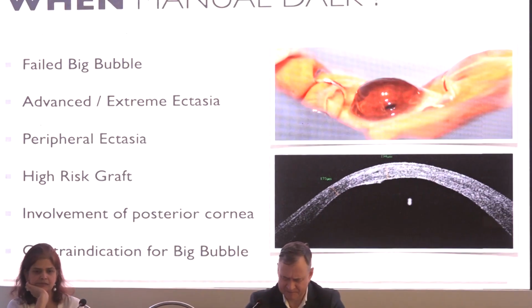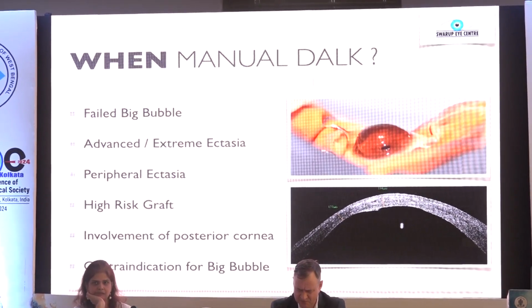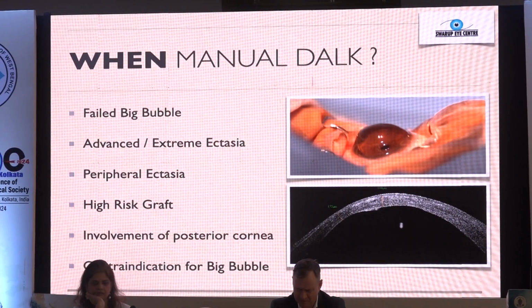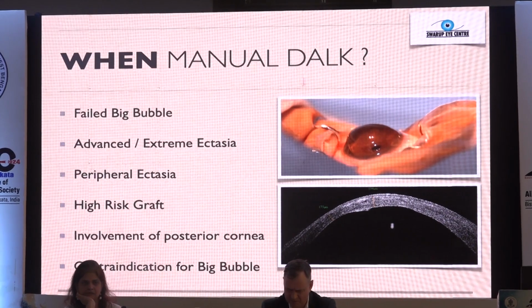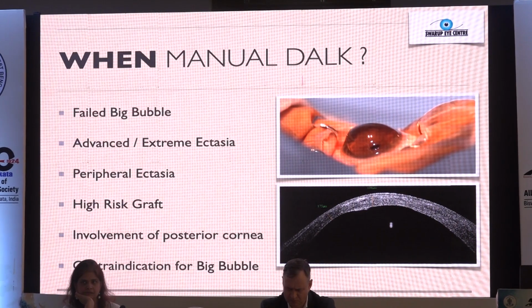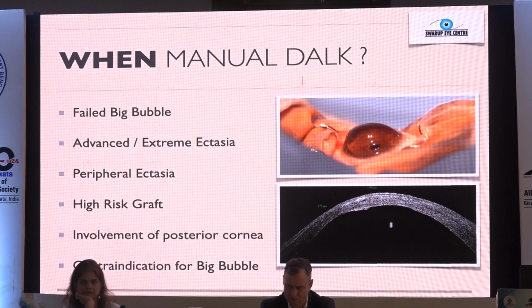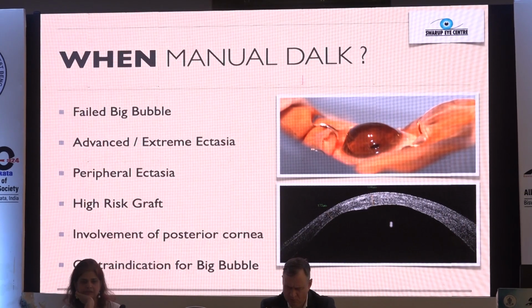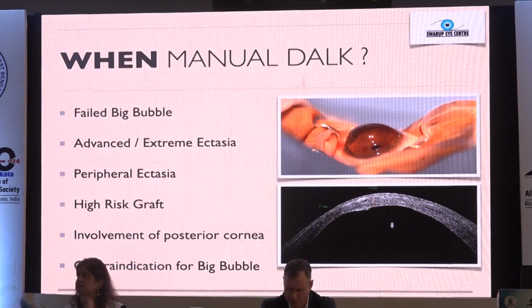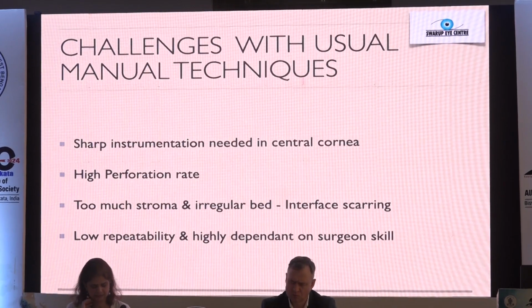So when would you want to do a manual DALK? If you've attempted a big bubble and if it hasn't worked, then you can always fall back on a manual DALK. And if you have an advanced or an extreme ectasia, like you don't have too much working space to put in a cannula or a needle to do a big bubble, or if you have a peripheral ectasia like a pellucid where your type 1 bubble will not go, or a high-risk graft where you just don't want to have a complication like a perforation. If you have involvement of the posterior cornea like an old hydrops, or a patient who's had a scar involving the Dua's layer, or if there's any other contraindication for a big bubble, like the OCT there showing an old hydrops.